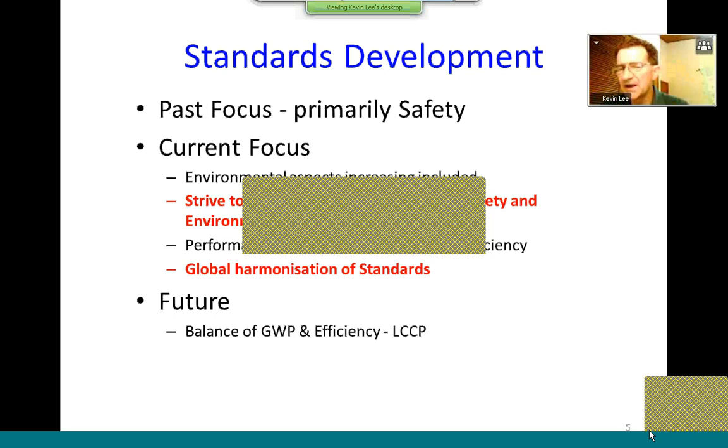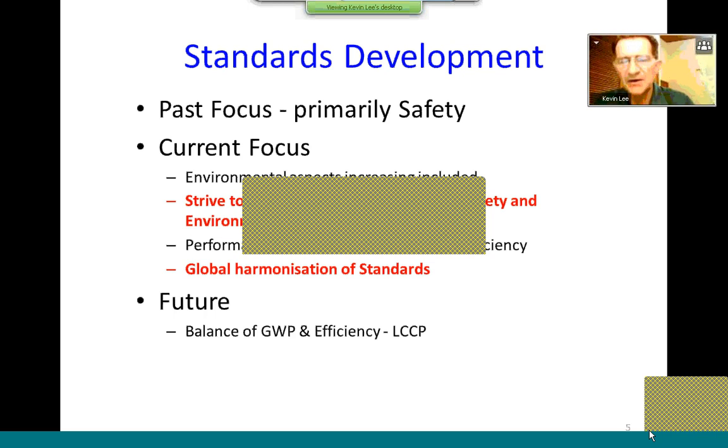We can't always have the best environmental outcome if we put too many lives at risk with the refrigerant we're using. There's also a focus now on energy efficiency. And certainly when we talk about selecting a refrigerant with a low global warming potential, that is no good if it's not very energy efficient, because at the end of the day, you still emit global warming gases in generating electricity.